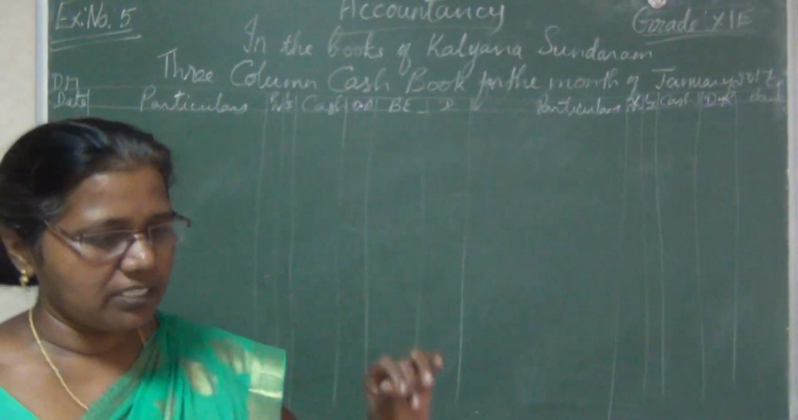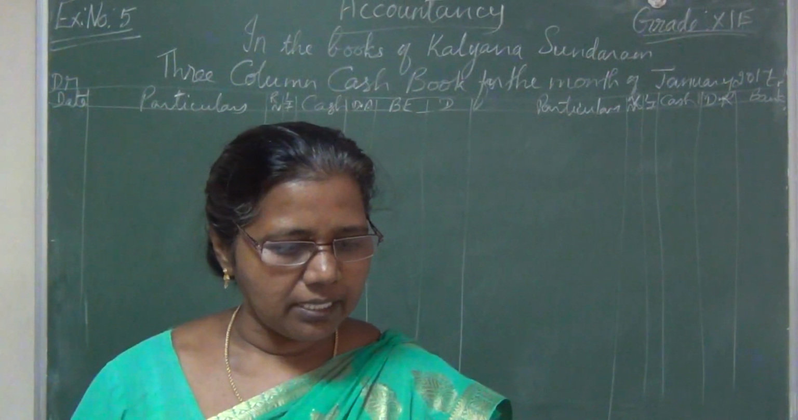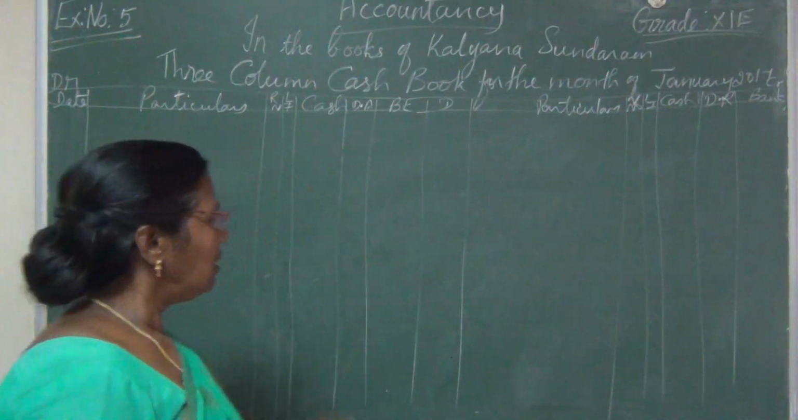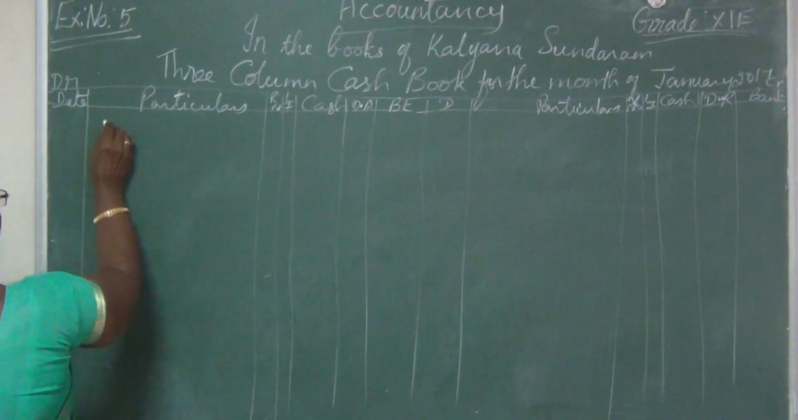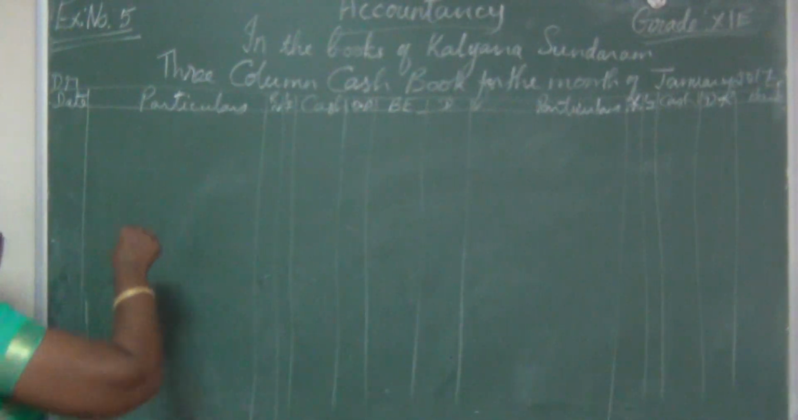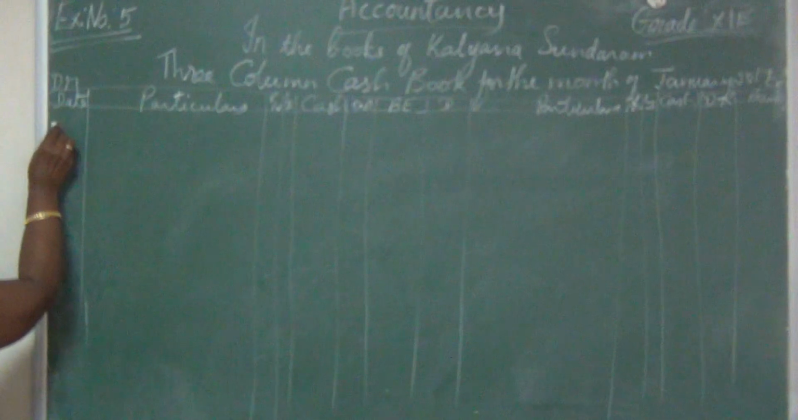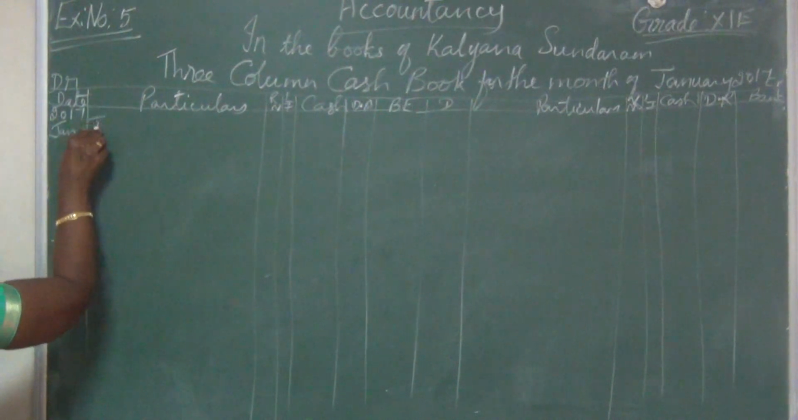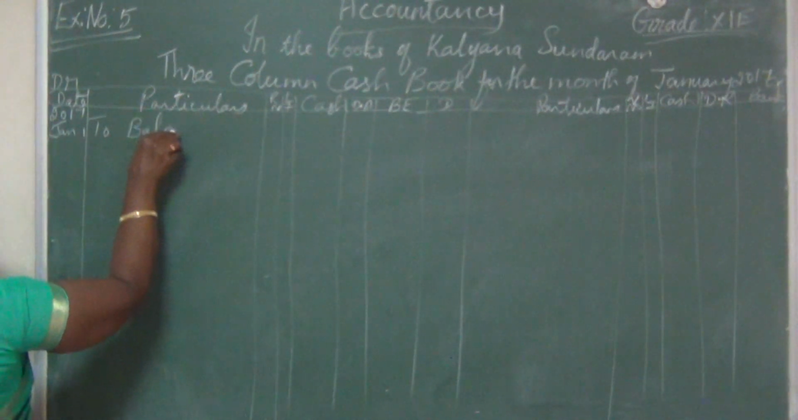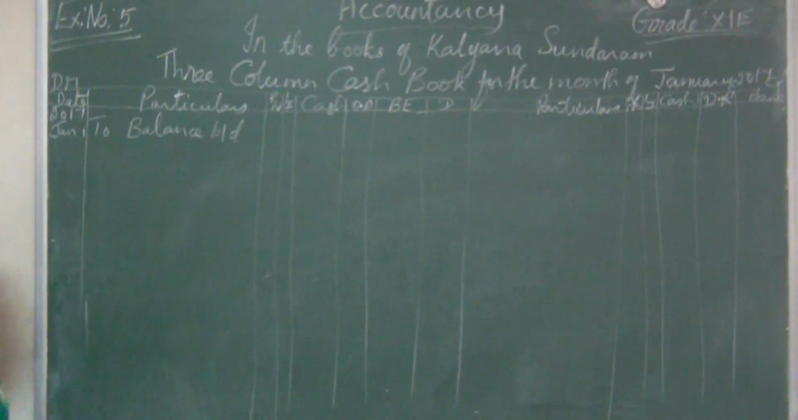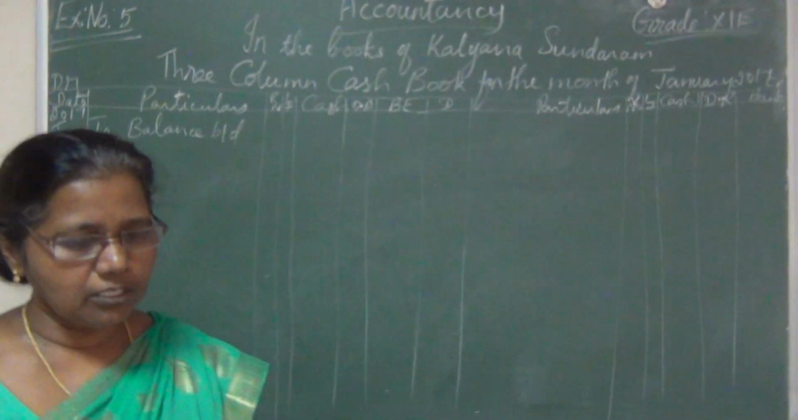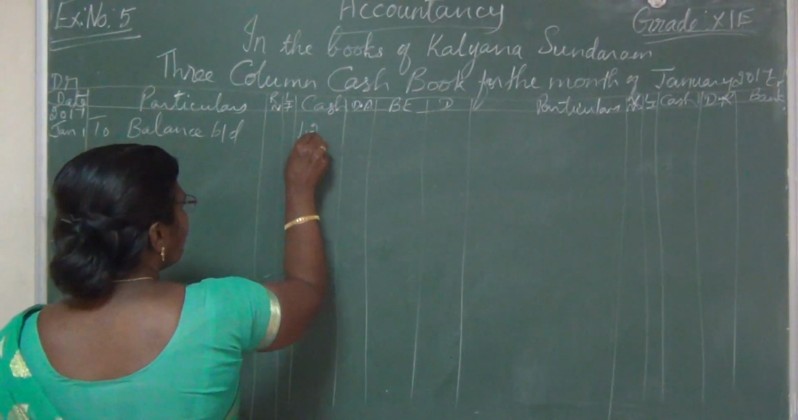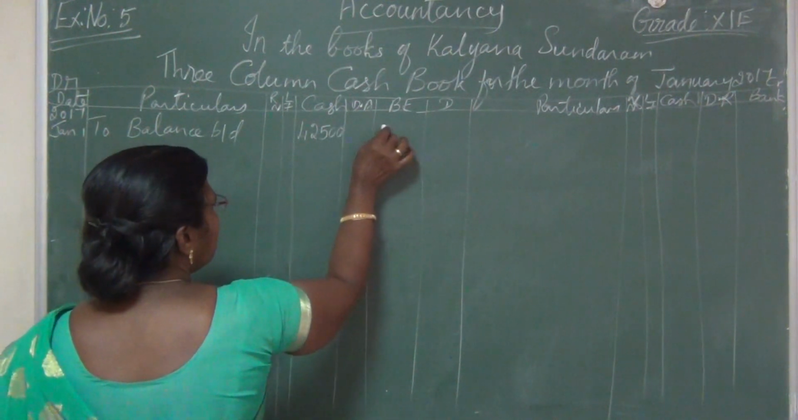Okay, now we will come to the first transaction, January 1, balance in hand and balance at bank. Okay, balance in hand we should write as the opening balance, isn't it? So, opening balance, how we will write? To balance brought down. So, before that we have to write the date. Okay, 2017 January 1. Okay, to balance brought down. Cash how much? 42,500, then 35,000 bank.